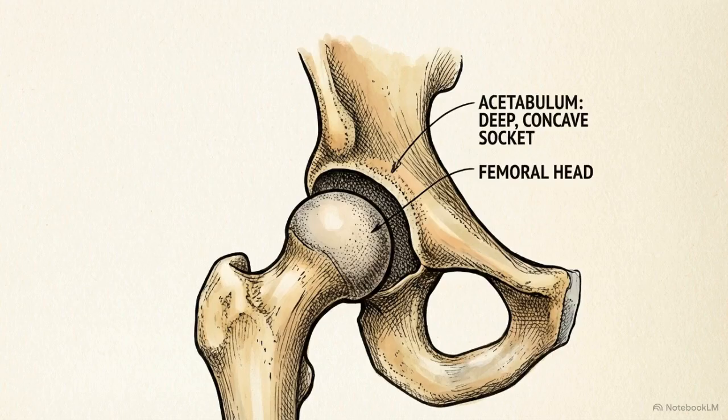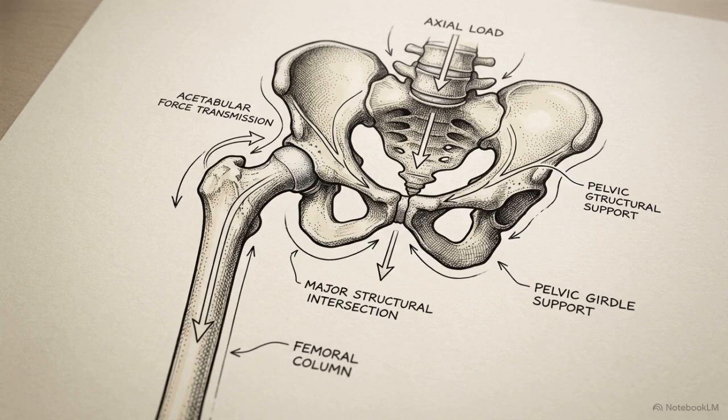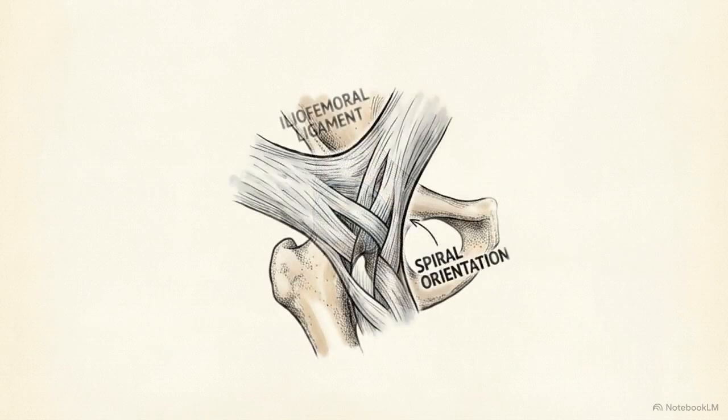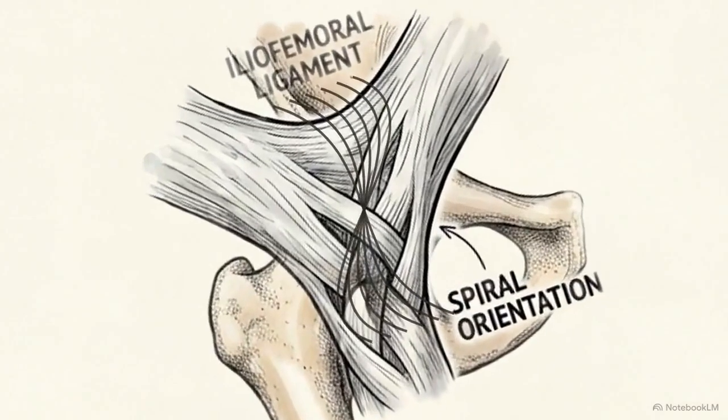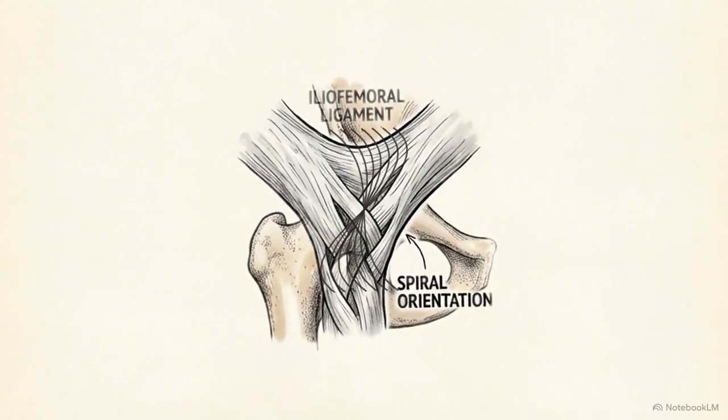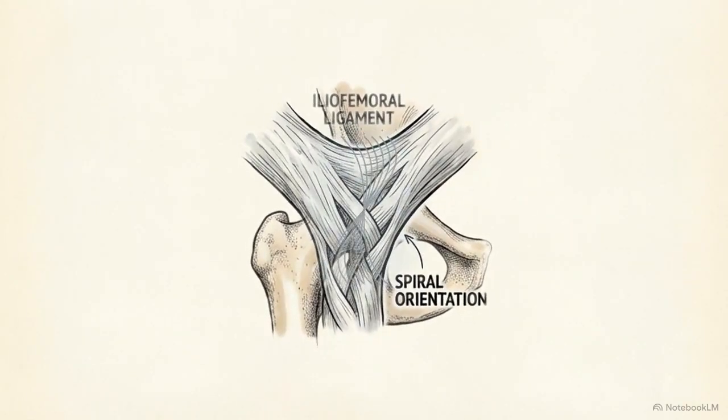The hip solves the stability problem completely differently. Instead of burning high amounts of muscular energy for dynamic stability, it relies on static, passive structures. Chief among these is the iliofemoral ligament. It originates on the pelvis and branches into a Y shape on the femur. It is the strongest ligament in the human body and features a highly specific spiral fiber orientation.